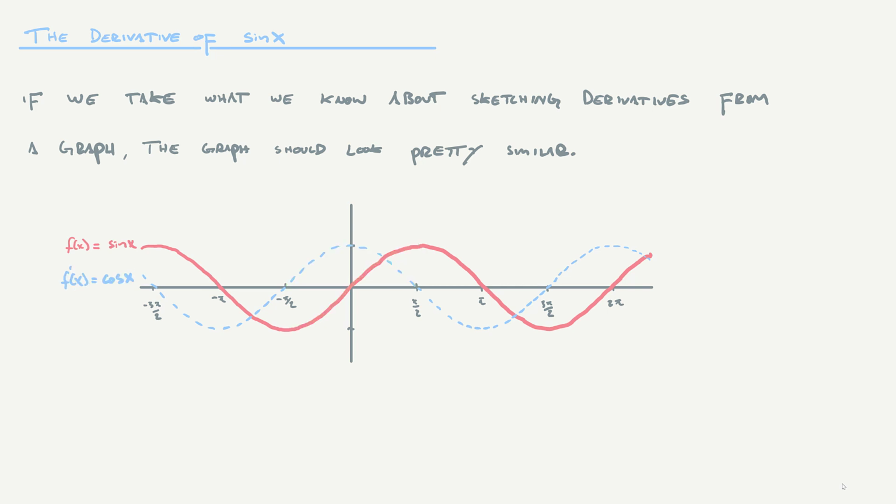And at this point, it should not be a surprise that, in fact, the graph that we're talking about, the graph of this dotted line, is indeed the cosine of x. Cosine of x actually models the slope of sine of x, which is pretty cool. But let's actually prove it, mostly.